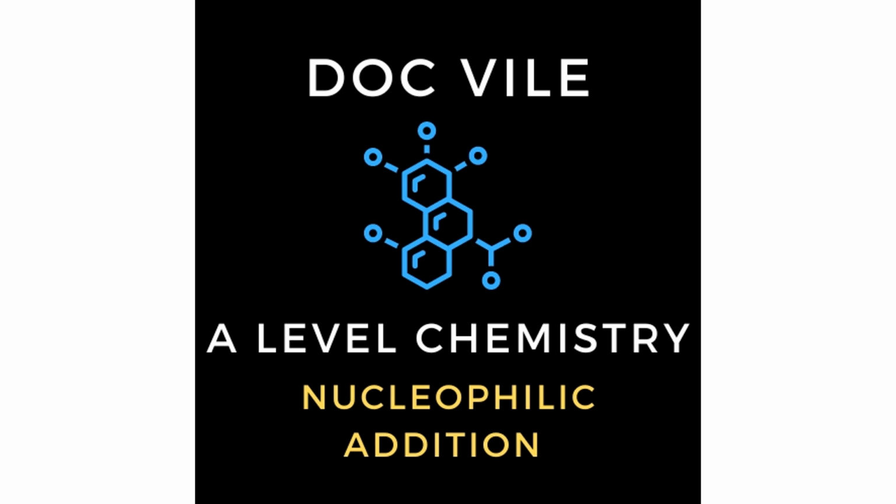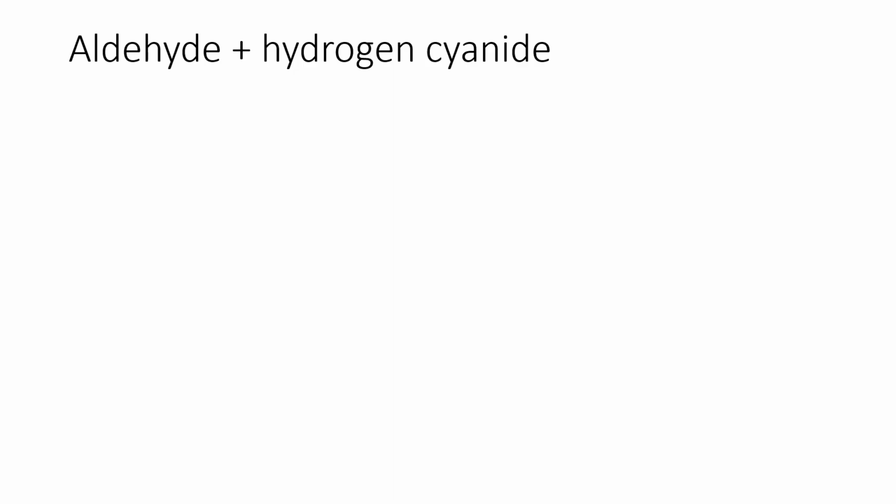So let's have a look at this reaction, nucleophilic addition. I've tried to give an example where we look at the reaction of an aldehyde with hydrogen cyanide. So what we'll do is we'll look at the reaction as a whole first, and then I'll try and talk you through the mechanism. So when you have an aldehyde, let's just say R, where R is the rest of the molecule that we're not particularly interested in, and then you have an aldehyde group, which is C double bond O, and then a single bond to H.